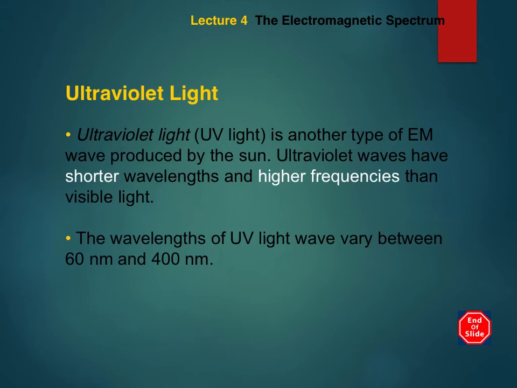Okay, so now we're moving down into UV light, or ultraviolet light. It's another type of EM energy coming from the sun. These have even shorter wavelengths and higher frequencies than visible light, from 60 nanometers to 400 nanometers, getting smaller and smaller. So again, get that concept in your head: we're talking about smaller and smaller wavelengths as we go. That was not a very good drawing, but I think you get the picture.